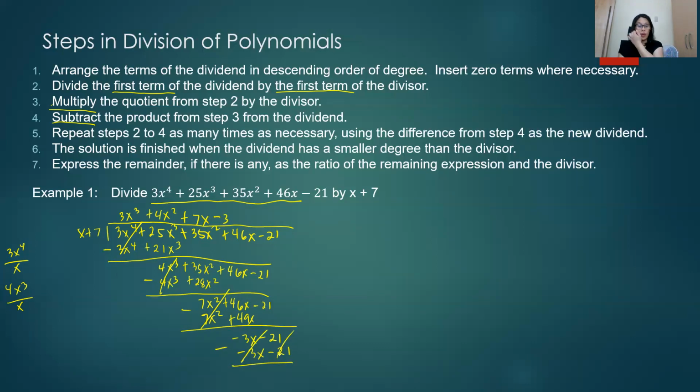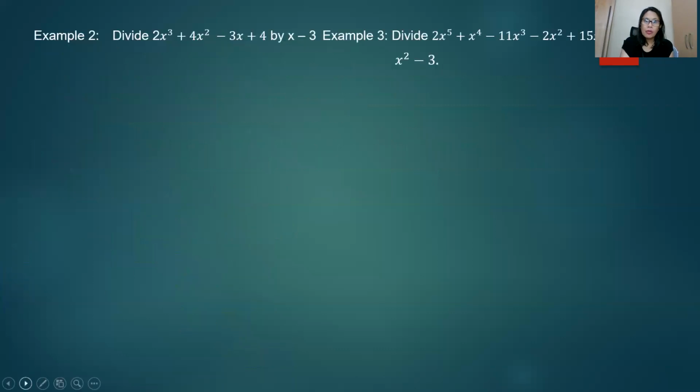So there's no remainder. So we have to write 0 here instead of x, because x can be considered as a remaining expression or remainder. So we have to write 0 there. So our answer is 3x cubed plus 4x squared plus 7x minus 3. Okay. And then how about for number 2 here?